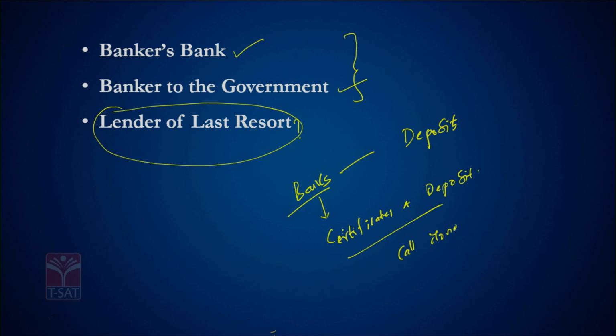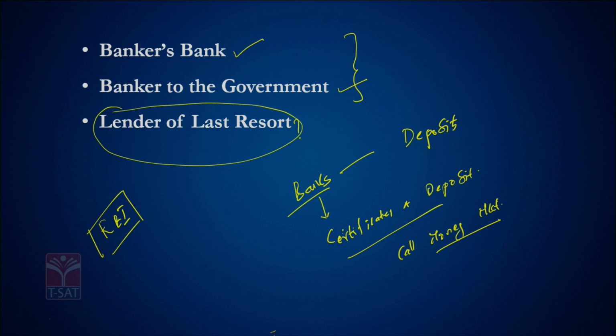But in case a bank is badly in need of money and is not able to raise money from the markets, the last option that banks always have is RBI. RBI is the one who says, in case you are badly in need of money and you are not able to raise enough money from the markets, you are always welcome to knock on the door of the last resort, that is RBI. Hence RBI is also said to act as lender of last resort to the bankers.